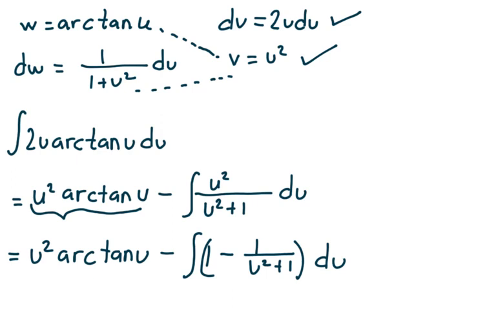So I'm going to show you guys a little trick here. I'm going to add 1 and subtract 1 in the numerator. That is legal. So on the very next line, and then one last thing, a plus b over c is a over c plus b over c. So that allows me to split up the integrand. And so when I do that, I get u squared arctangent of u minus the integral of 1 minus 1 over u squared plus 1 du.